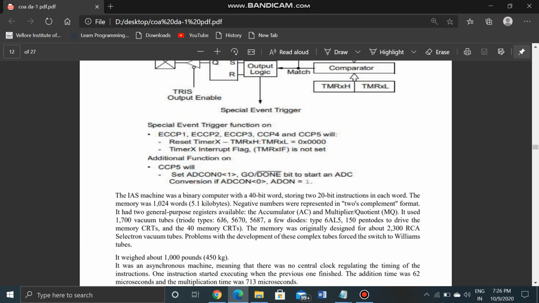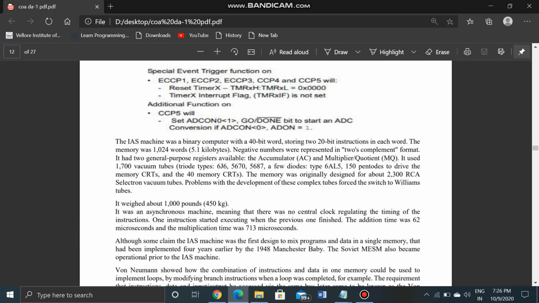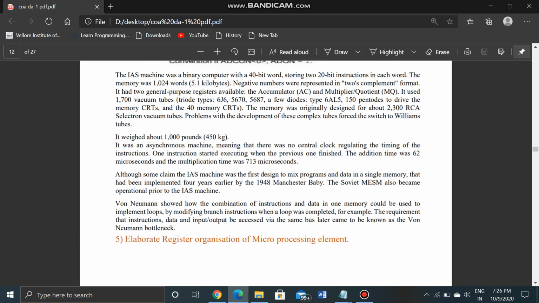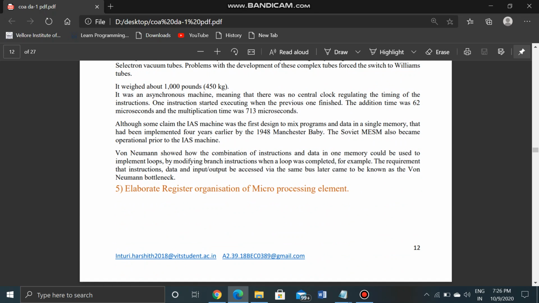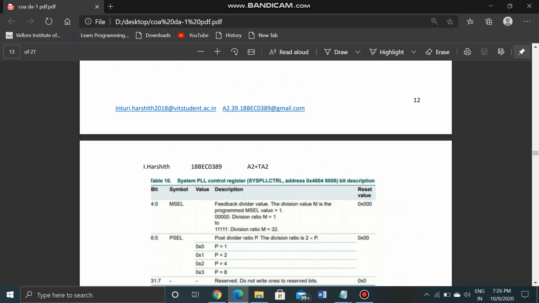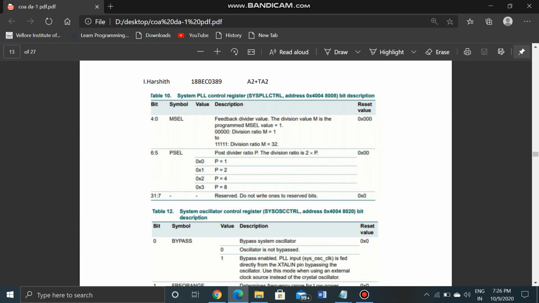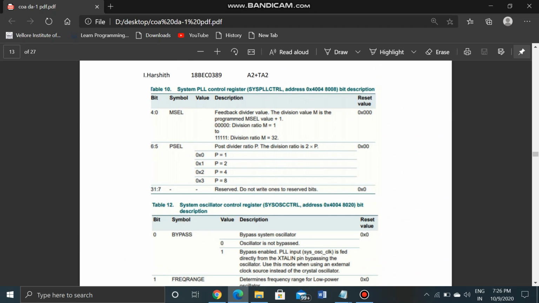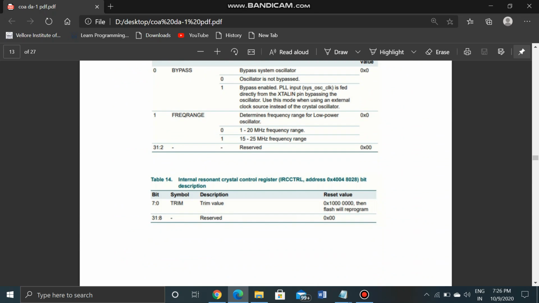So this IAS mechanism mission was binary report, and this information can be available from the Philips website. It weighs about 1,000 pounds, 450 kgs, and the synchronized mission cycles and microcontroller speeds. It explains about that. And coming to the fifth question, elaborate register organization of the microcontroller, and these instruction sets also will be available from the Philips website.